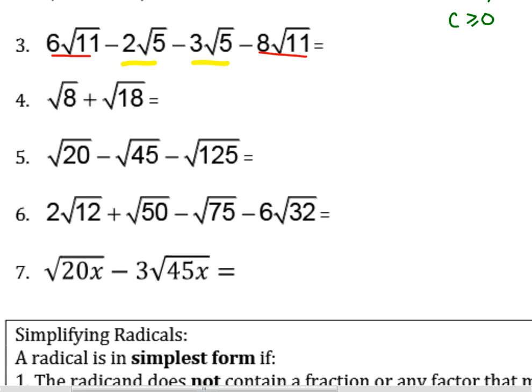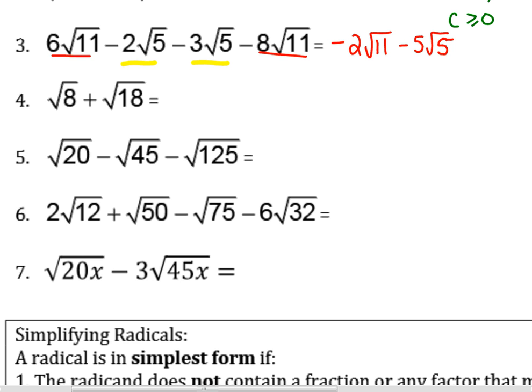How many root 11s? Positive or negative? 6 minus 8, negative 2 root 11. And then negative 2 root 5 minus 3 root 5. Negative 2 minus 3, negative 5 root 5. We're done. So we can only add or subtract like radicals.